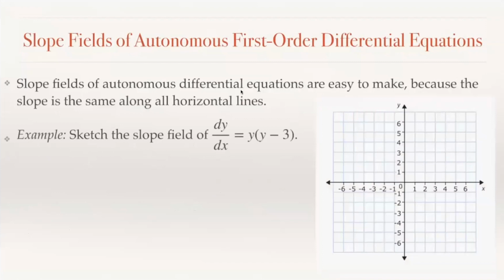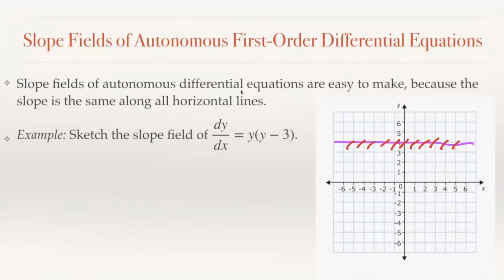Now, slope fields of autonomous differential equations are easy to make, and that's because the slope is the same along all horizontal lines. A horizontal line is a line of time, and it's the same at any time. So for example, if we find that the slope here is 1, then it's also 1 there, it's 1 there, it's 1 there, it's 1 there, etc., because it's time independent.